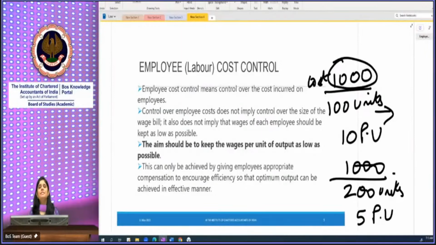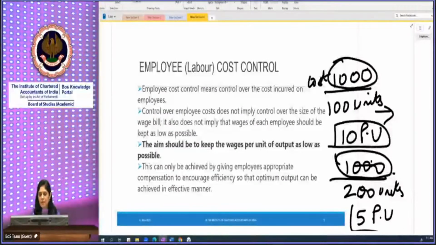labor cost. So labor cost does not mean that you should reduce the wages. No, it should remain the same, but the production should increase so that the labor cost per unit of production should decrease. Is it clear? So we should strive more. We should encourage the workers. We should motivate the workers so that they should be more efficient. They should do more production so that the production increases. The moment the production increases from 100 units to 200 units, see, the cost per unit of labor has fallen down. So this is the concept of employee cost control.